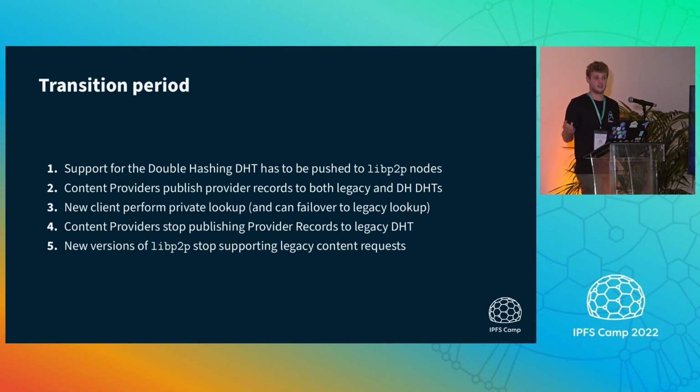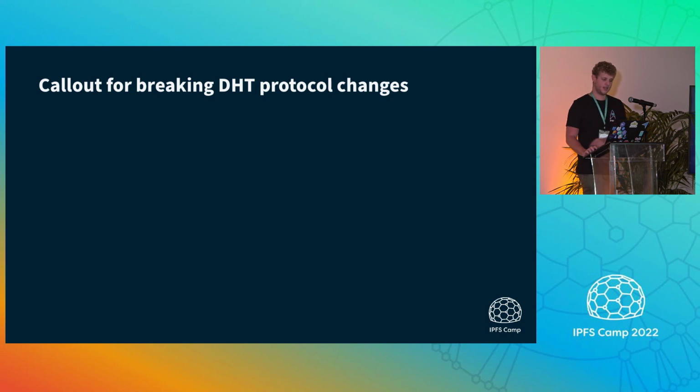At some point, it still has to be decided whether we want to break the old nodes to force them to upgrade, or allow them to keep their old DHT and just stop supporting legacy content requests. That's a call out for breaking DHT protocol changes. If you plan on breaking the DHT, even if the DHT is upgradable, we should minimize the number of protocol versions. So please let me know if you plan to break something, so that we can group the changes and break it only once.